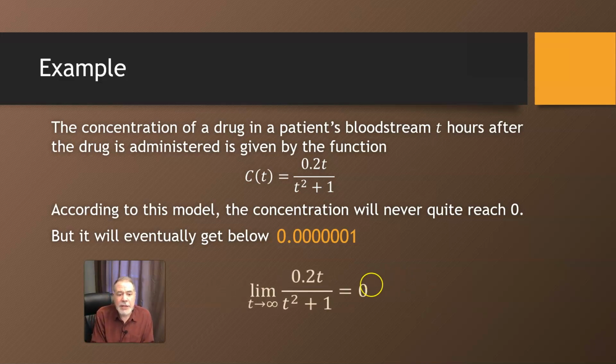So we can say that the limit as t approaches infinity of 0.2t divided by t squared plus 1 equals 0. So by that we mean that as t just gets bigger and bigger and bigger and time goes further and further into the future, the value of that function, the concentration of the drug, is approaching, getting arbitrarily close to 0.